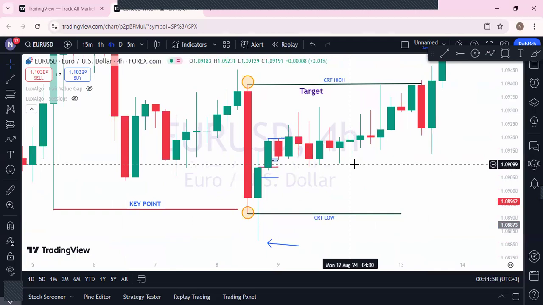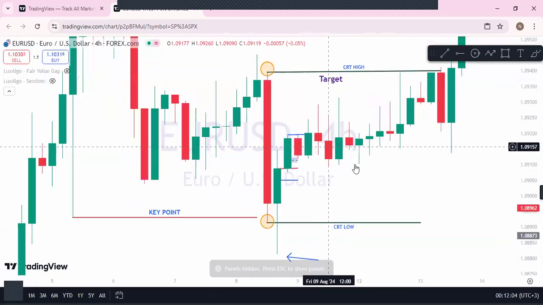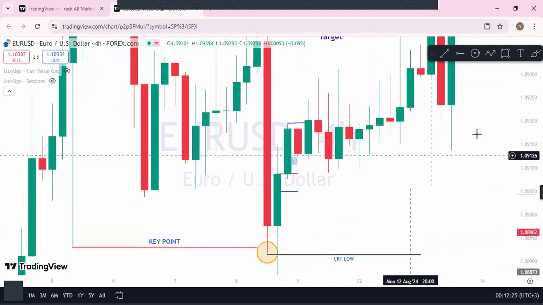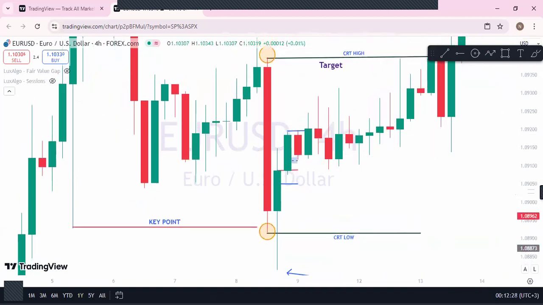So when the candlestick closed above the CRT low, this is a clear indication that buyers are still in control of the market, that the sellers did not have enough weight or enough force to push the buyers down. So now you can courageously get your entry after candle number 2 is completely formed.